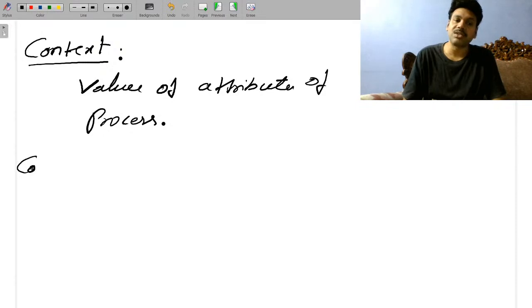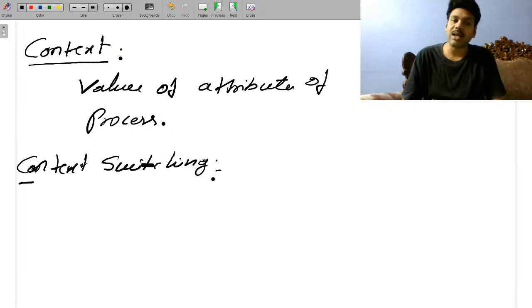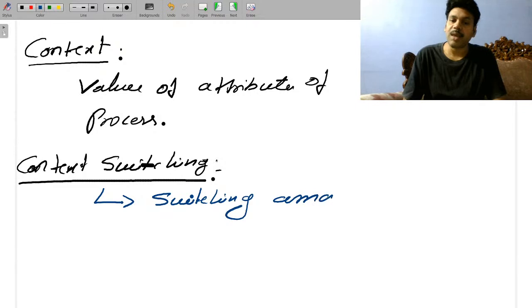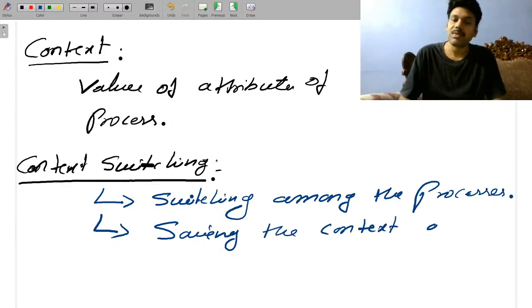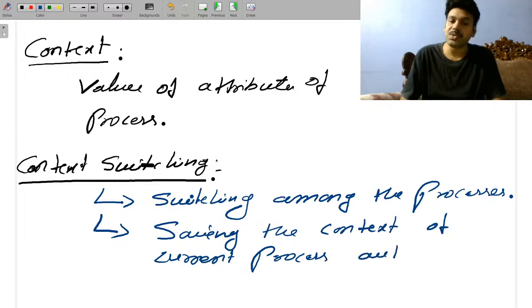Now, what is the meaning of context switching? It's very important. We want to bring the process back and send another process to the run state. Therefore, context switching is nothing but switching among the processes. Switching among the processes is called context switching. Now observe carefully: the meaning of context switching is saving the context of the current process and loading the context of a new process.